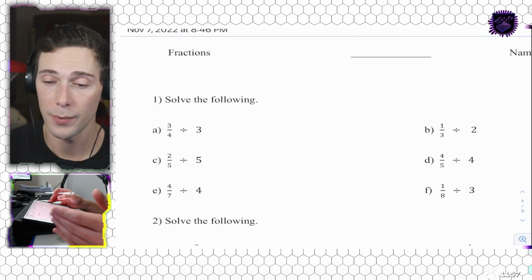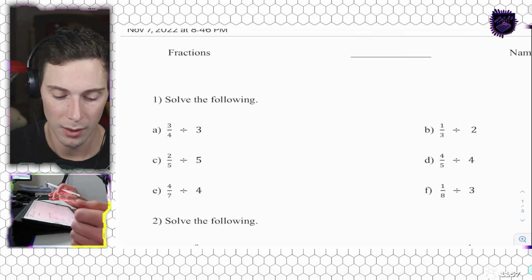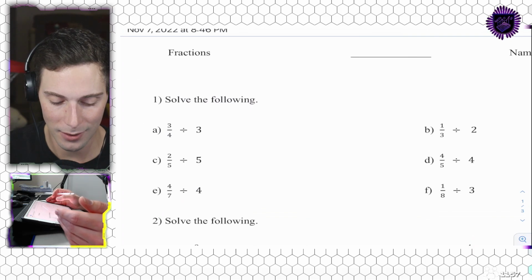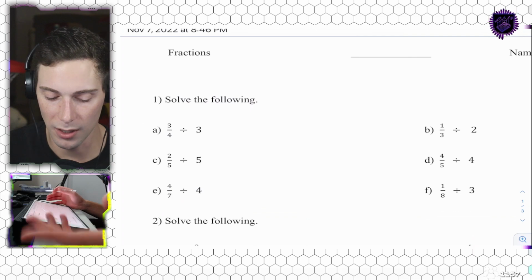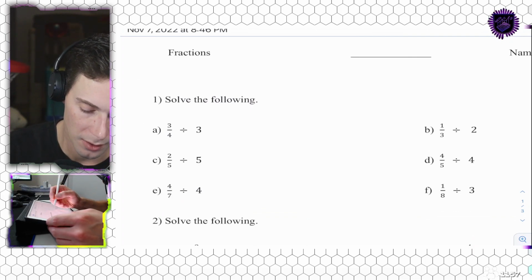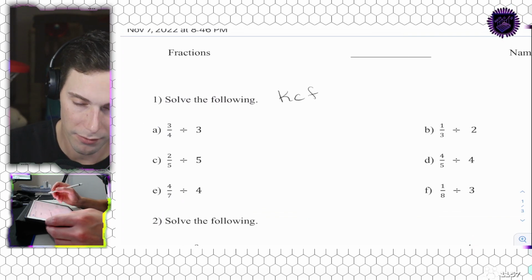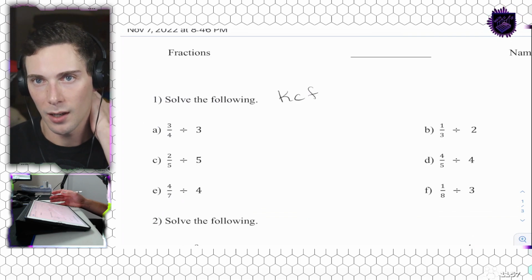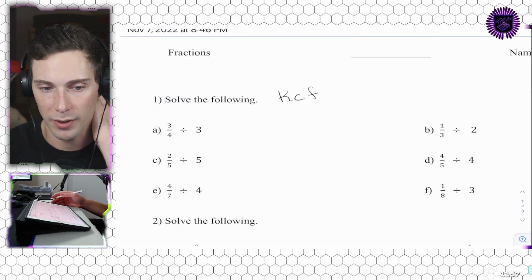And don't worry, we don't need to draw them. We're just going to do it. So we're going to do our keep, flip, change method. I'll show you what we're going to do. I'm going to write this right here: K, C, F. Keep, change, flip. I call it KFC. It helps me remember it, but it's keep, change, flip.